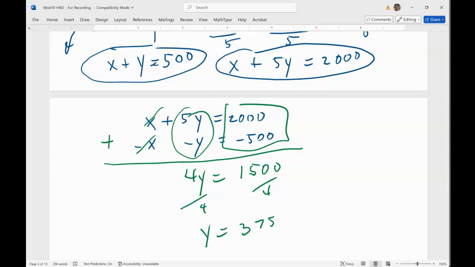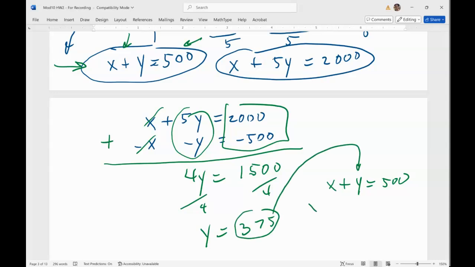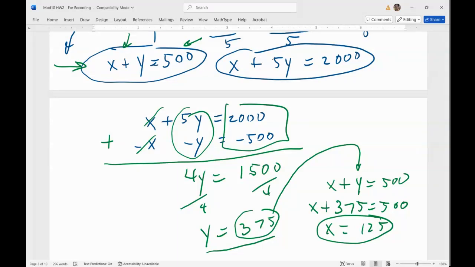Now, all we need to do is figure out what x is. We can plug 375 into any one of our equations to get the x. This seems like about the easiest equation to use, so I'm going to take the x plus y equals 500 equation. I will plug 375 in for y, getting x plus 375 equals 500. Subtract 375 from both sides, I get 125. That's my answer for x. So keep those numbers in mind: 375 for y, 125 for x.